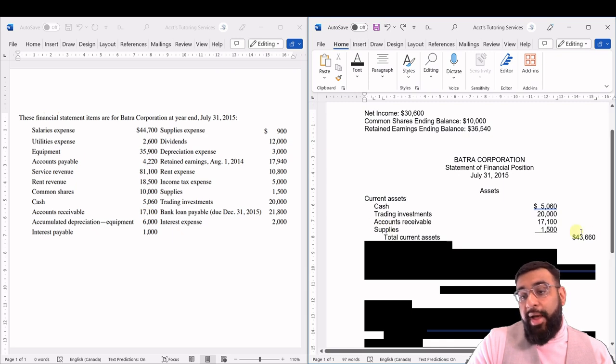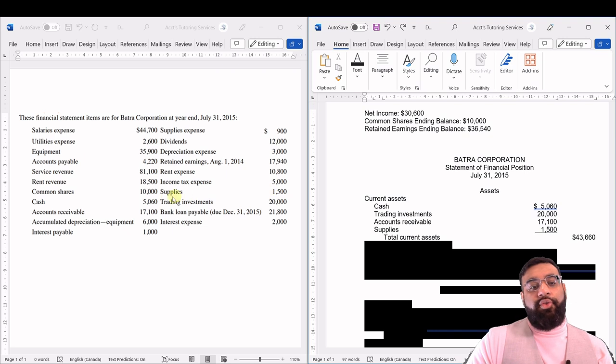And then we have supplies of 1,500. Students always ask me, what's the difference between inventory and supplies? Because these are two different accounts. Supplies is things such as paper, pens, calculators, stuff like that. Every business needs supplies to run their business, whereas inventory is what we sell specifically.